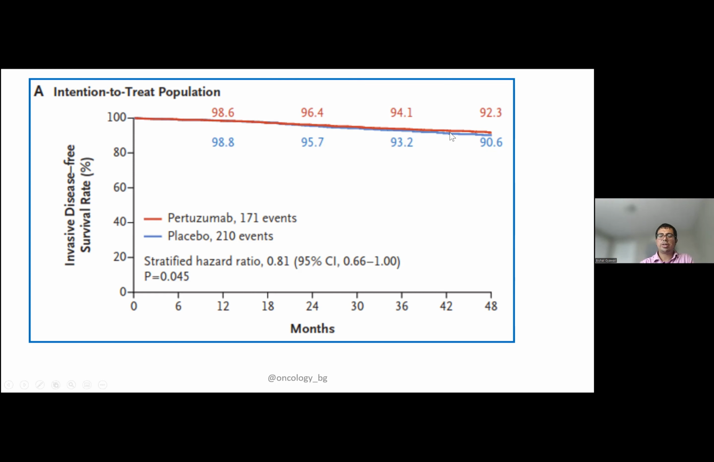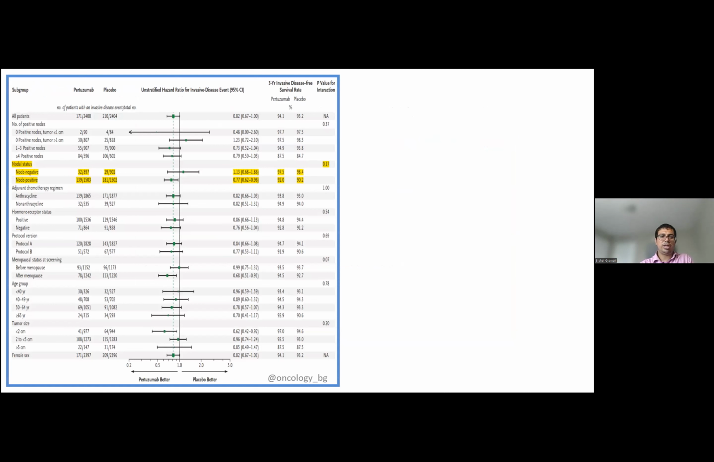But if you look at the graphs, it's hard to say that there are 2 lines there. There is so small a benefit, if any. But instead, what they tried to highlight was, we looked at node negative and node positive patients separately. And for the node positive patients, there is a good difference. So this drug should be used in node positive patients. But if you look at the p-value for interaction, it is 0.17. This shows that the difference between subgroups is not significant.